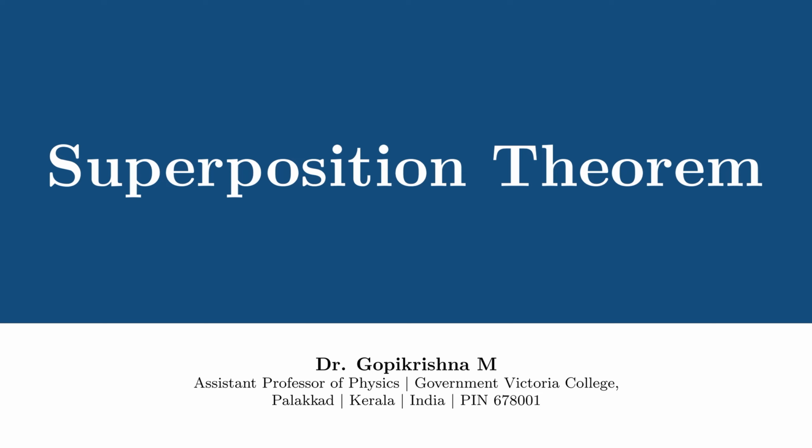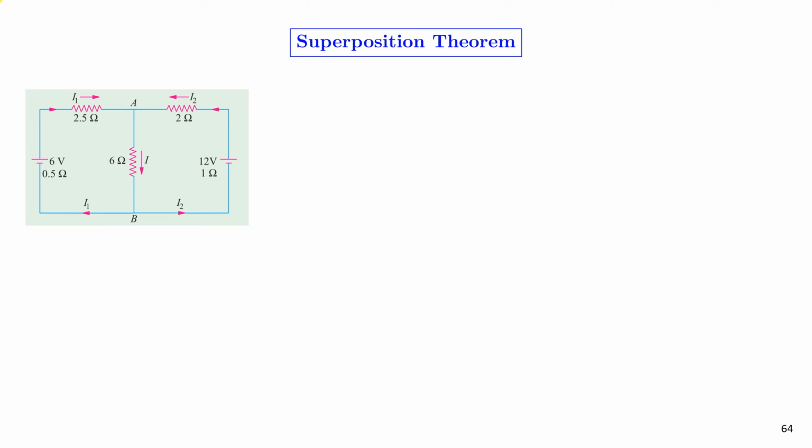We continue our discussion on the theorems that will help us to solve electrical networks with the superposition theorem. To understand the superposition theorem, let us consider this circuit. This circuit consists of two power supplies, one having 6 volts and an internal resistance of 0.5 ohms, the other having 12 volts and an internal resistance of 1 ohm.